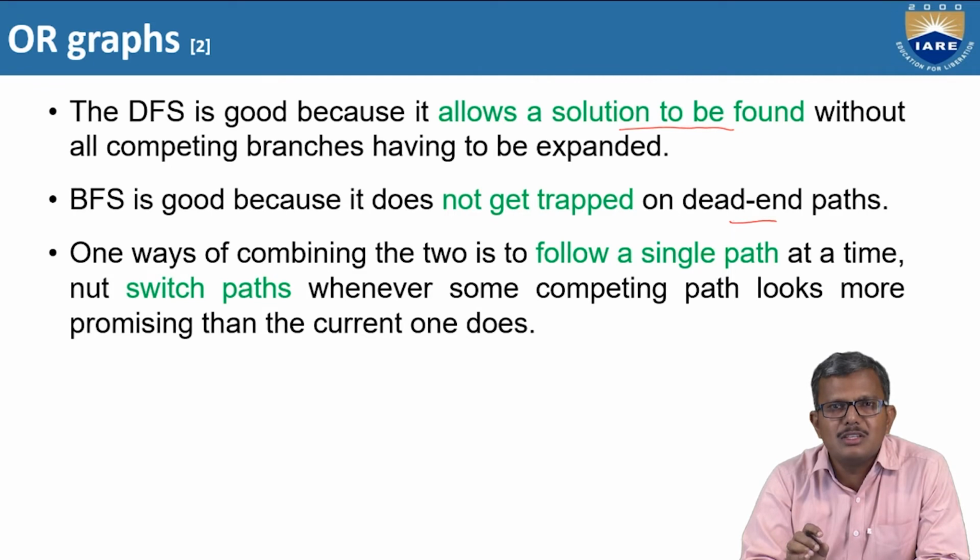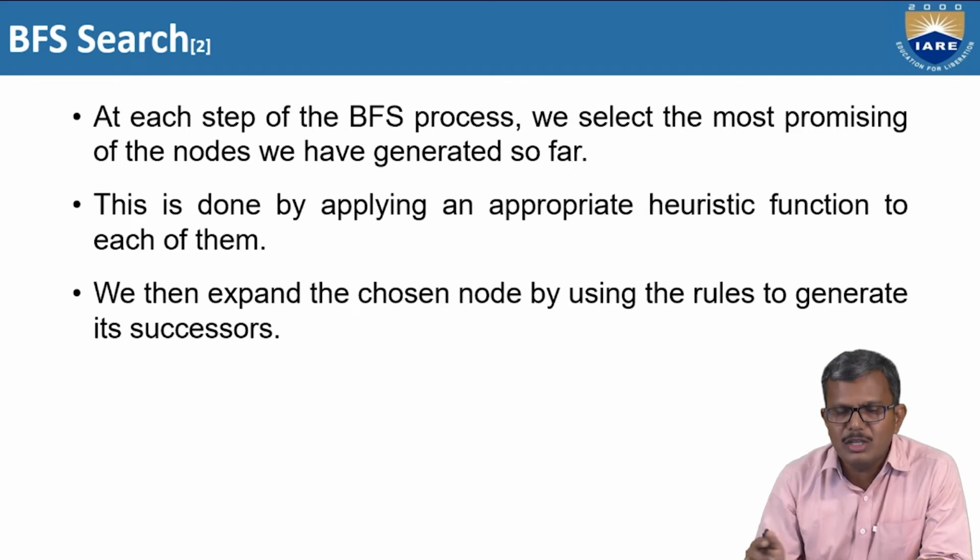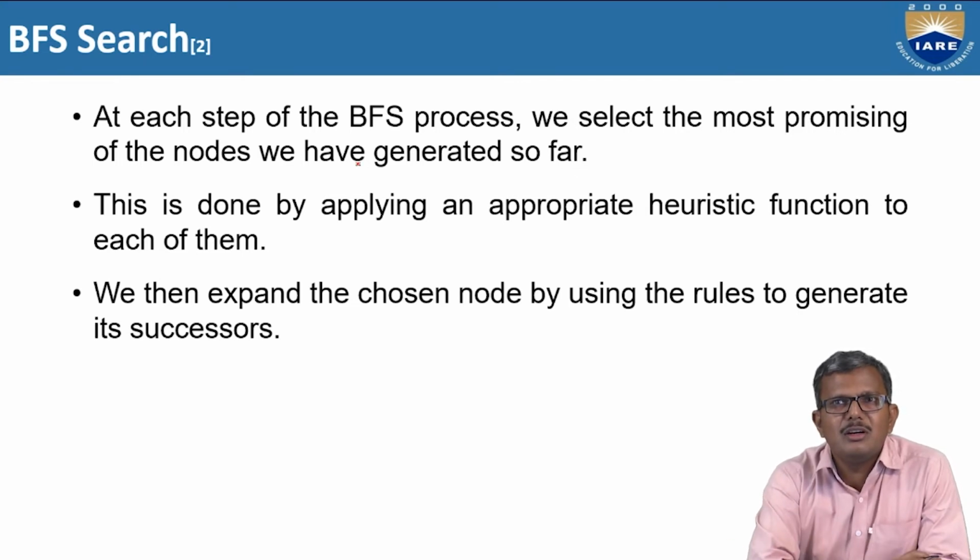One is a depth first search implementation, and another one is breadth first search implementation. So we will try to see how to implement these two techniques in the best first search. At each step of the best first search process, we select the most promising of the nodes we have generated so far. If this is done, our next duty is to apply some heuristic function. The heuristic function is going to support us. It is going to make us decide which node needs to be selected.